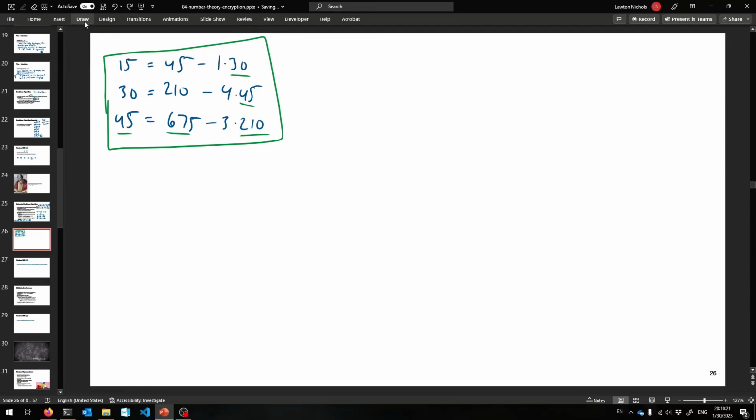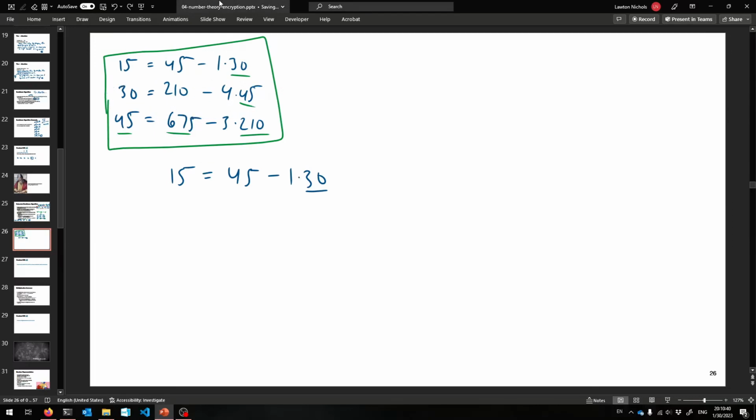So 15, we can start with that one. 15 is what we really want. It's equal to 45 minus 1 times 30. All right, and eventually we need to get this in terms of 675 and 210. We can do that by noticing that I know what 30 is. It's equal to this, and that gives me numbers closer to what I want.